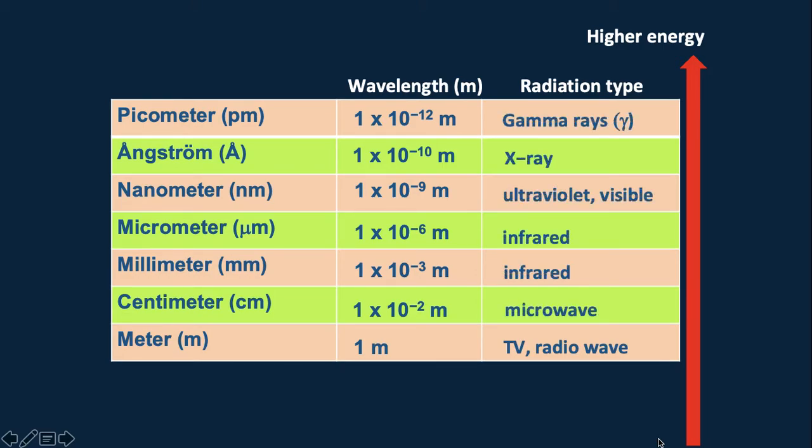The radiation type of gamma rays has a wavelength of 1 times 10 to the power of negative 12 meter. For X-ray, the wavelength is 1 times 10 to the power of negative 10 meter. For UV and visible light, the wavelength is 1 times 10 to the power of negative 9 meter. For microwave, the wavelength is 1 times 10 to the power of negative 2 meter. For TV and radio wave, it's 1 meter for the wavelength.